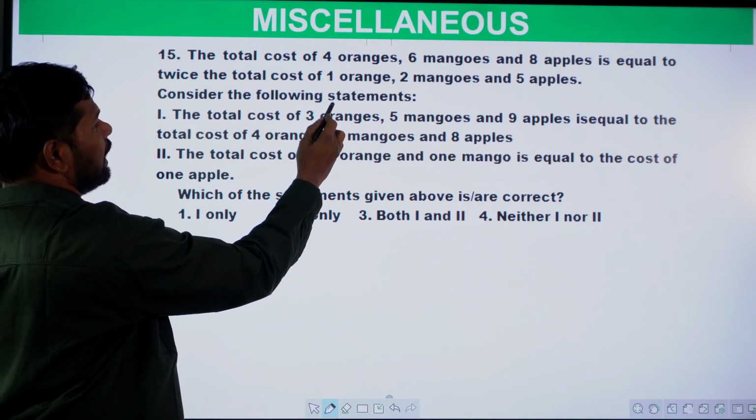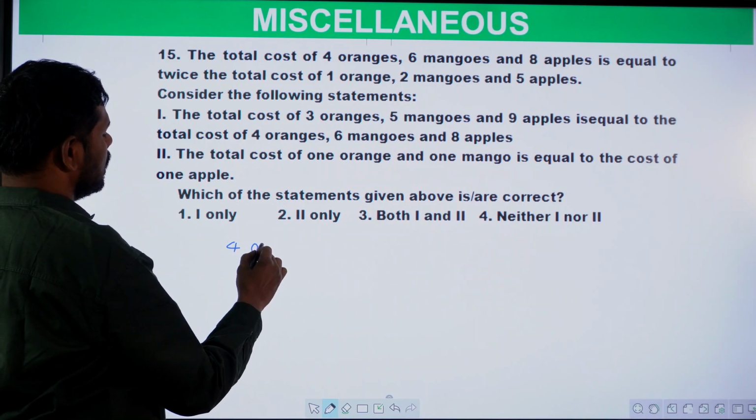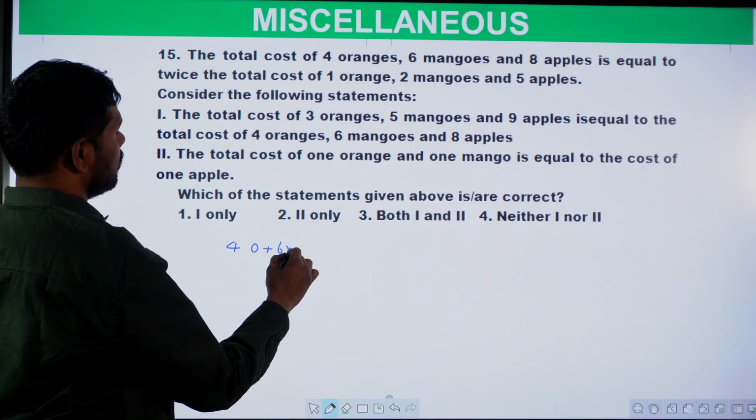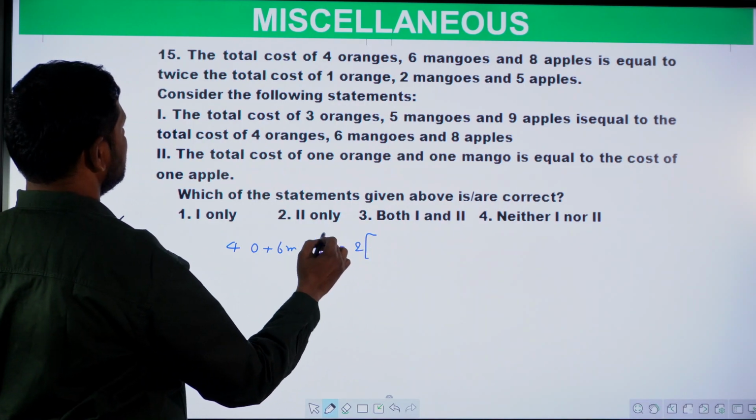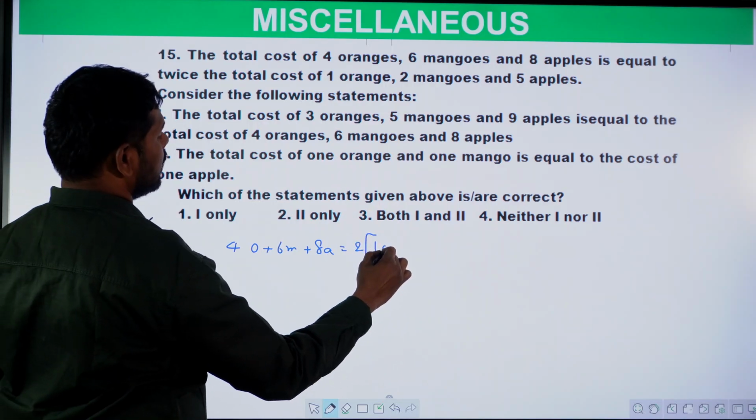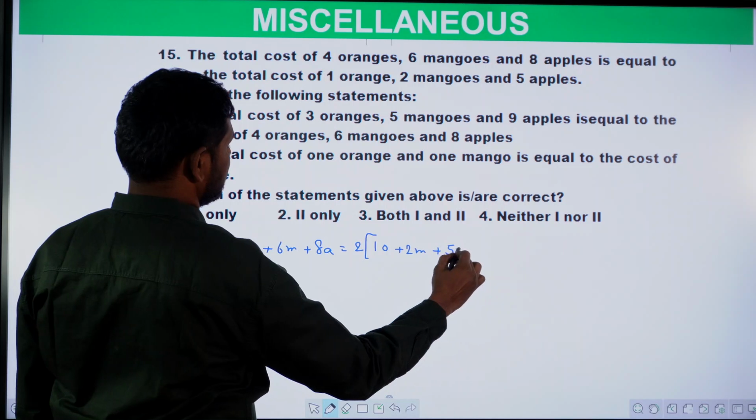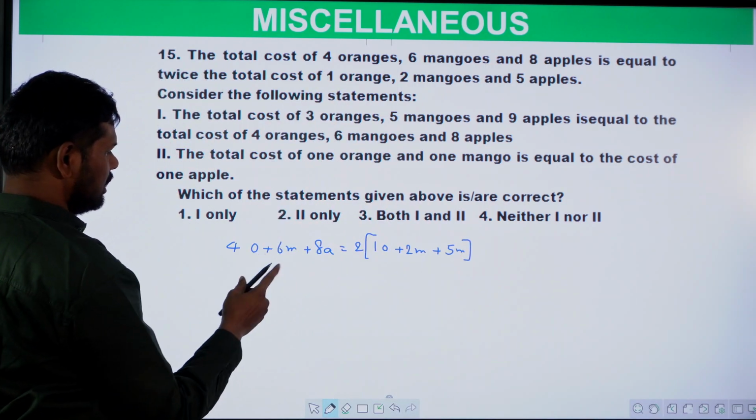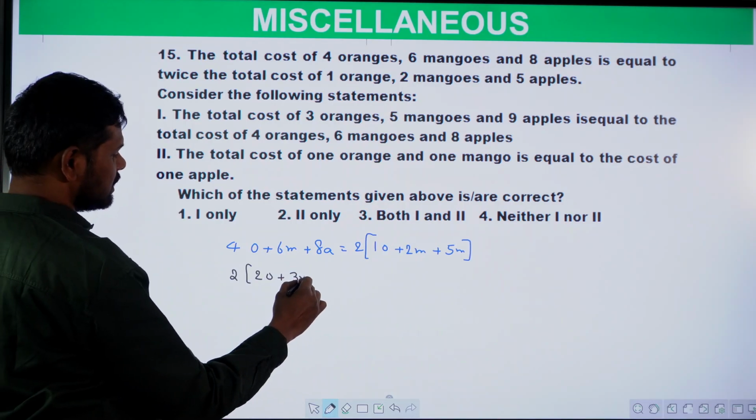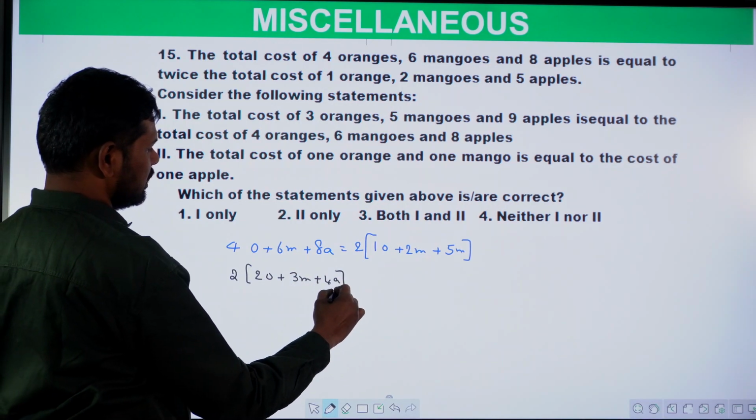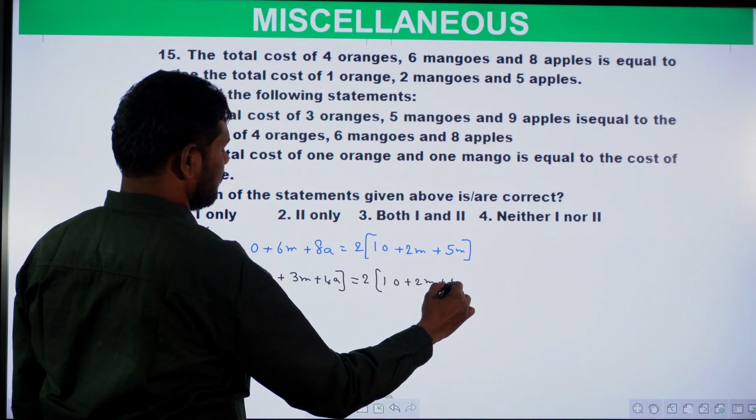Next one. The total cost of 4 oranges, 6 mangoes and 8 apples is equal to twice the total cost of 1 orange, 2 mangoes and 5 apples. First I write that 4 oranges plus 6 mangoes plus 8 apples cost is equal to twice the total cost of 1 orange plus 2 mangoes plus 5 apples. That is given in the data.